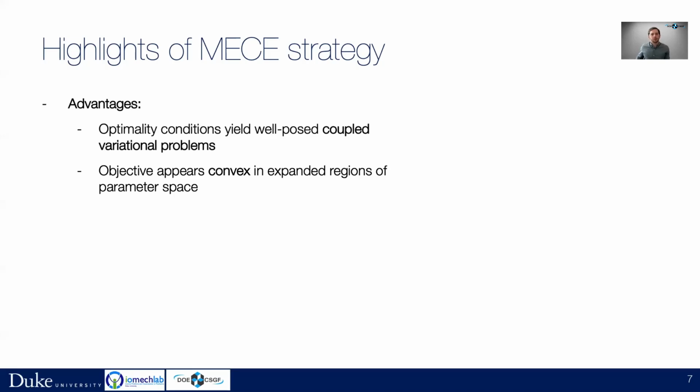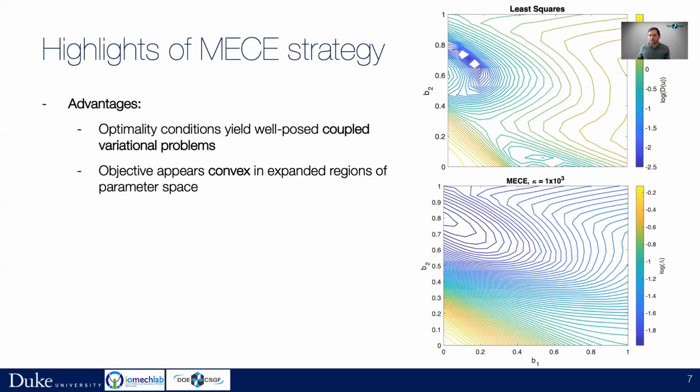Ultimately, the objective will appear more convex in expanded regions of the parameter space. As you can see in these objective plots here, the original least squares has multiple regions where there are local minima, whereas the MECE objective appears more bowl-like and will be an objective that's more amenable to minimization.